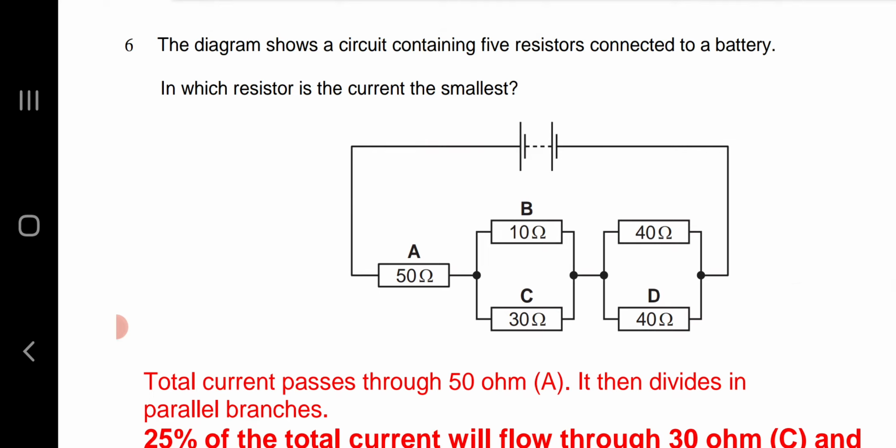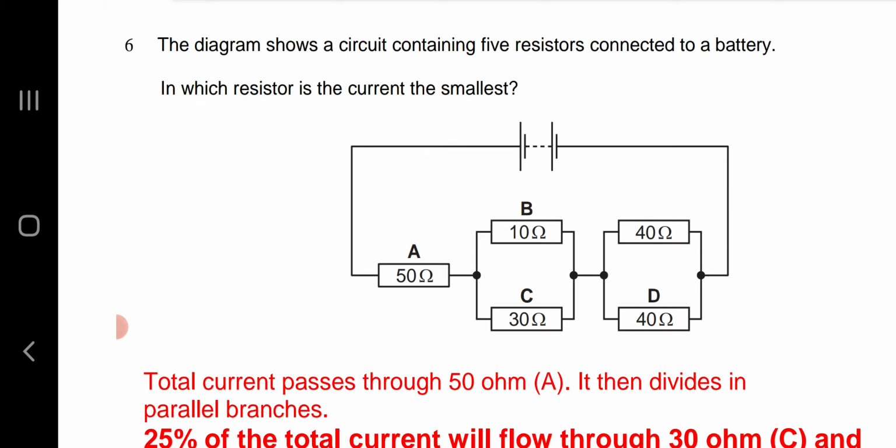Question number 6. The diagram shows a circuit containing 5 resistors connected to a battery. In which resistor is the current the smallest? Current is highest at point A. It is the full current coming from the battery, and then it will divide itself in the first parallel branch, that is among 10 ohm and 30 ohm, and 25% of the total current will flow through C, and 75% of the total current will flow through B, because 30 is 3 times more than the 10 ohm resistor.